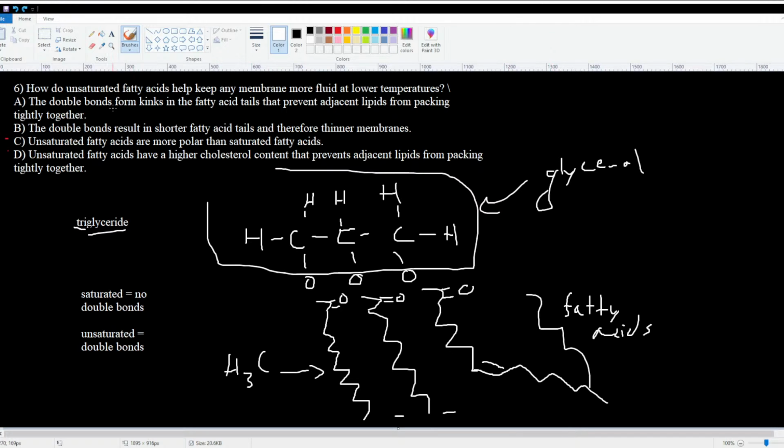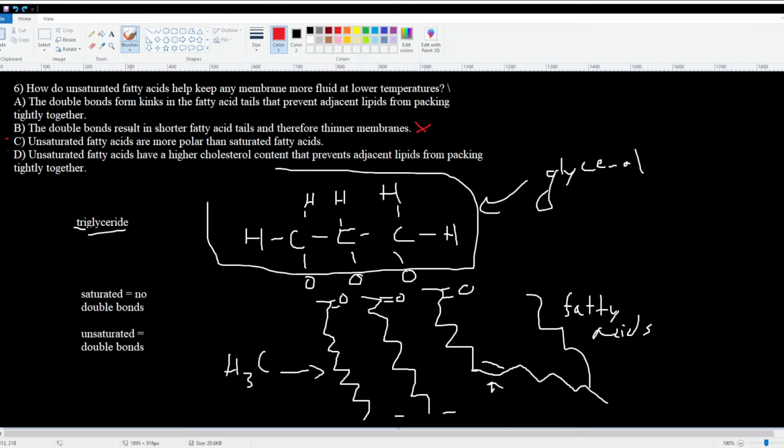So anyway, let's look at the answers again. "The double bonds result in shorter fatty acid tails and therefore thinner membranes." Well, shorter fatty acid tails and double bonds don't necessarily correlate, right? This fatty acid tail, despite having a double bond, can go on way longer, or it can go on way shorter. Those two are not mutually exclusive. They don't really have anything to do with each other.